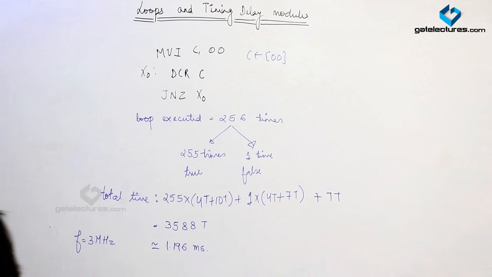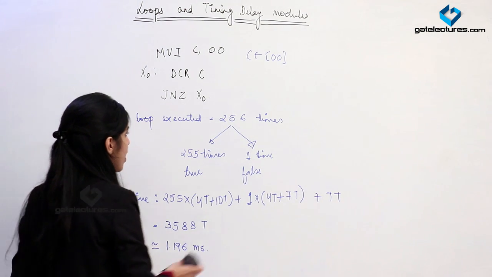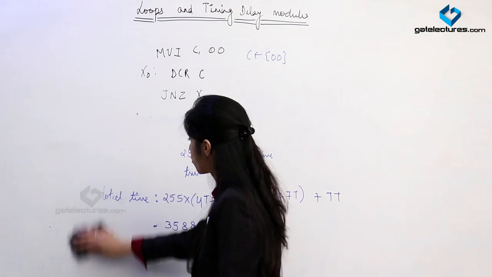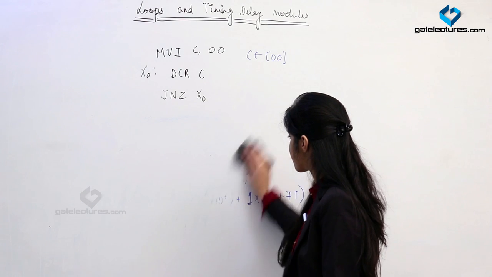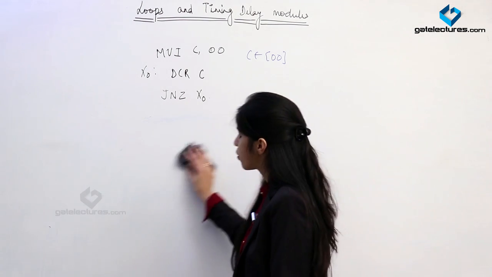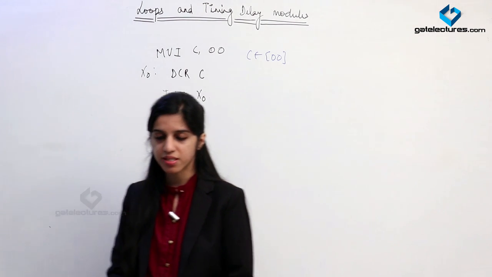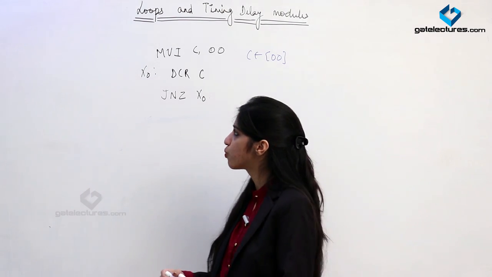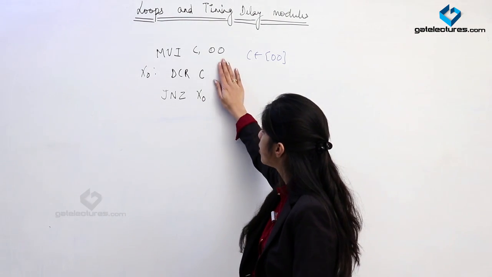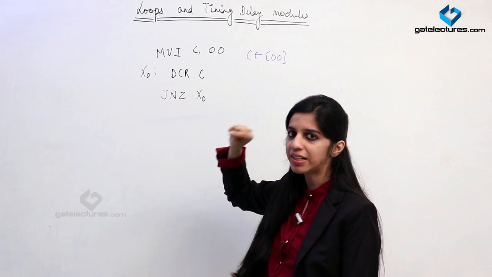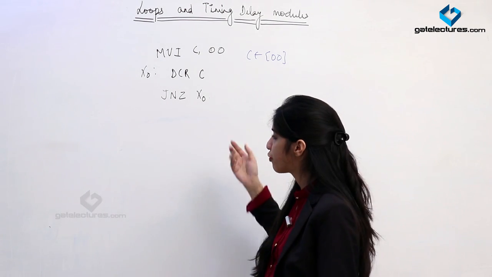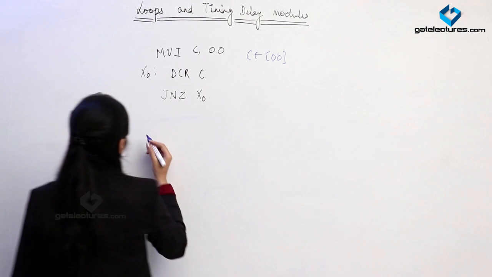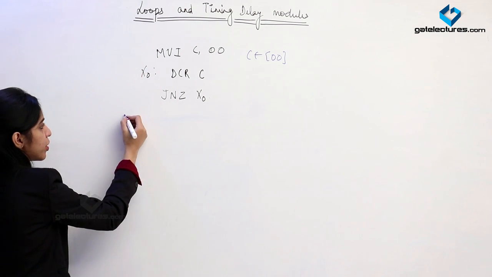Now, our concern is, suppose you are supposed to write an ALP to produce a delay of 50 milliseconds. So what you are going to do is, we are going to use the concept of nested loops. What are nested loops? We are going to use this loop several times such that we can produce a total delay of 50 milliseconds.